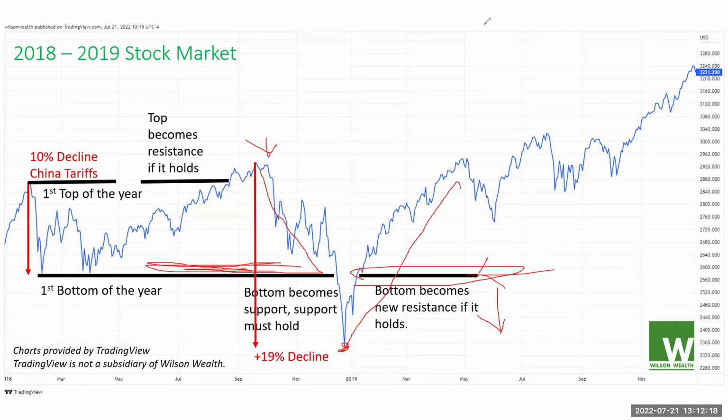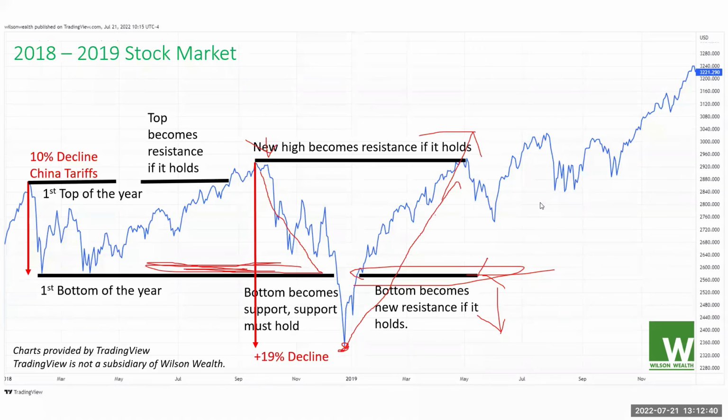The next test is going to be, can it take out the top? Now remember that the new high that we created before this decline, that now becomes resistance. So we need the market to take out this top to truly recover and start a new bull market. But that's not what happens. What we see is that the market takes a dip. It goes down. And that's not uncommon.